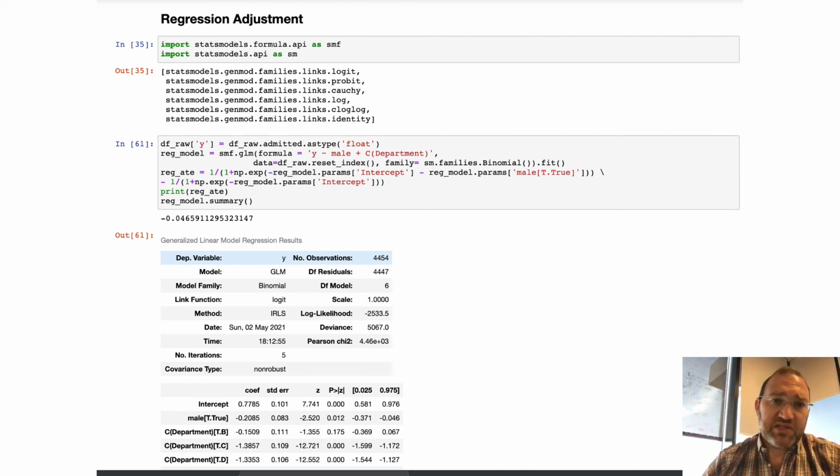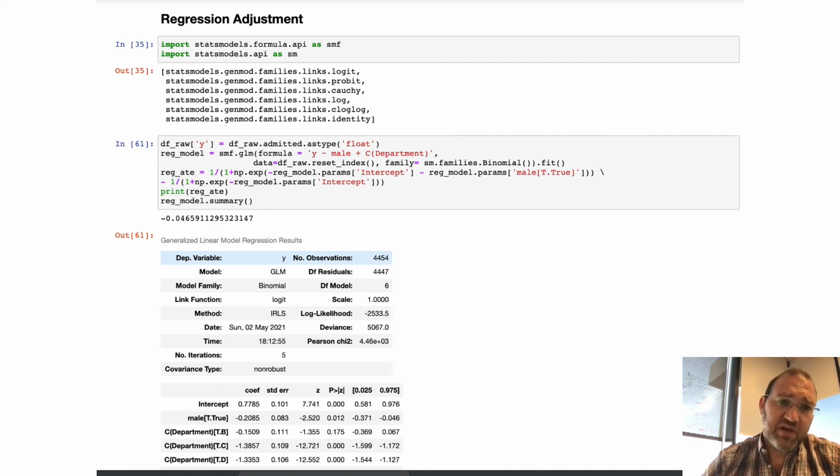Here we just use logistic regression to model the admission as a function of whether a person is male or female and which department. And this C denotes that this is a categorical variable. Now, the coefficient of being male is minus 0.2, but this is not the effect in difference. It is the effect in terms of the relative ratio, meaning the probability of being a male divided by the probability of being a female. But this is not how we measure effects.